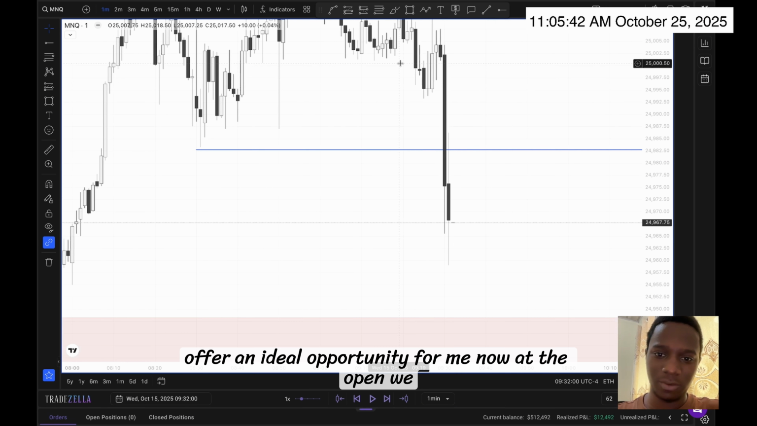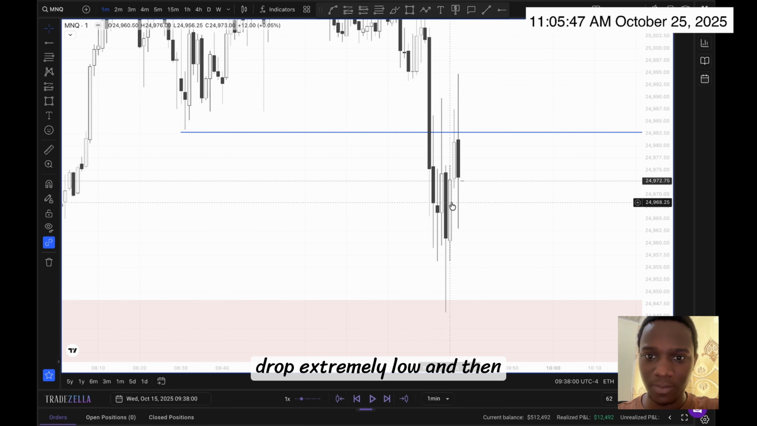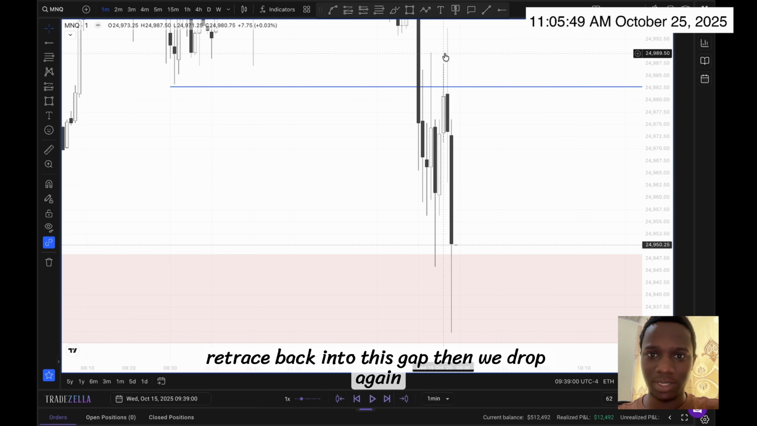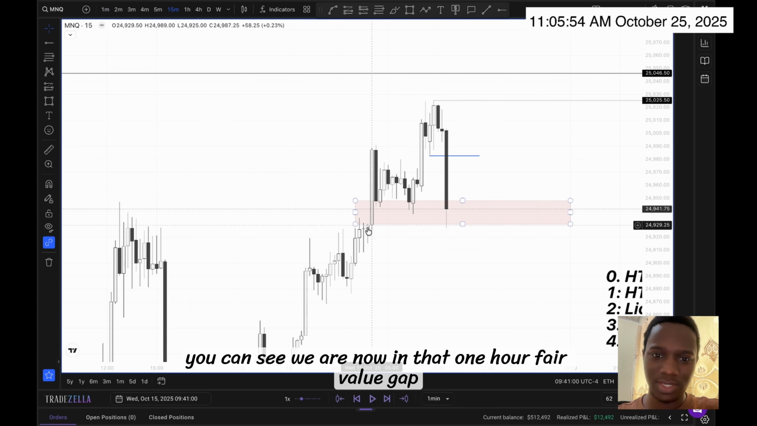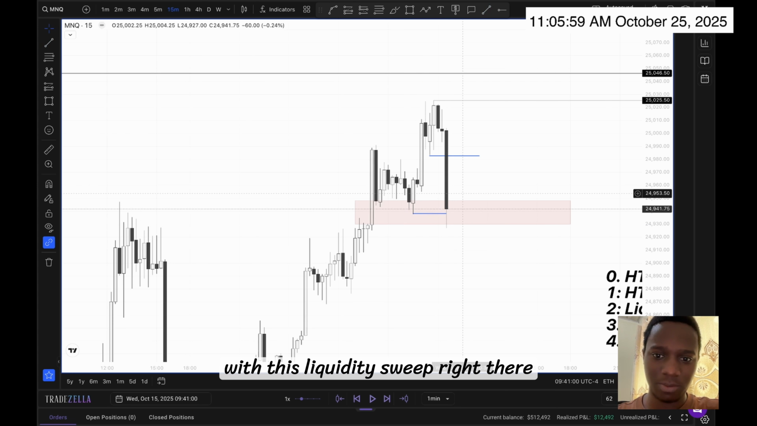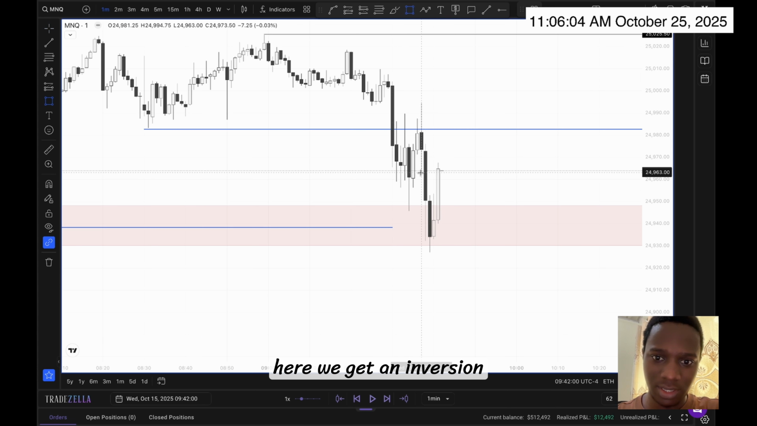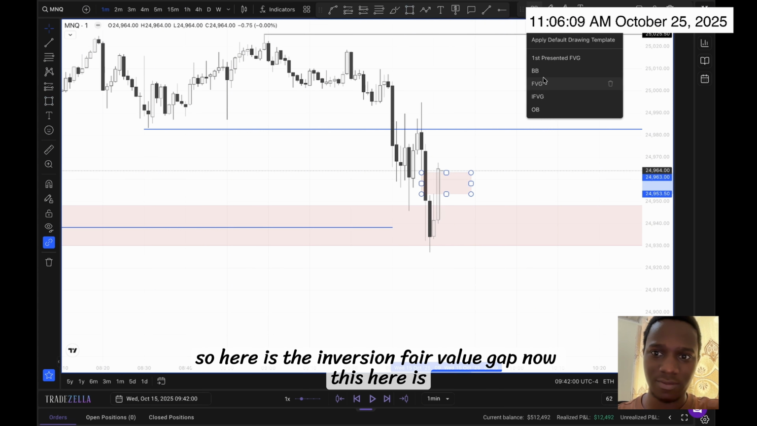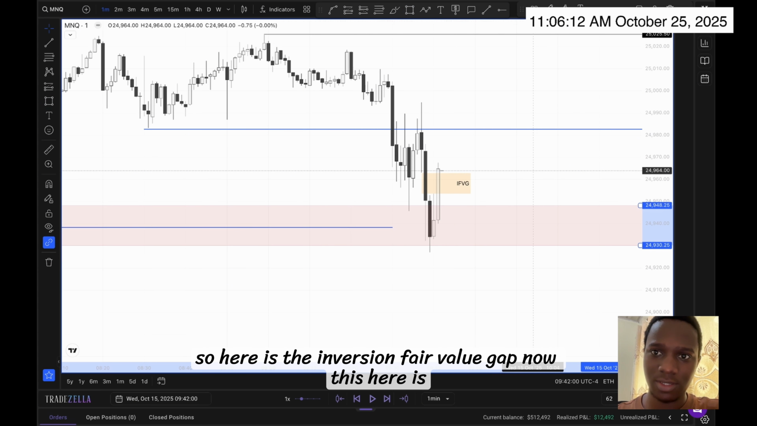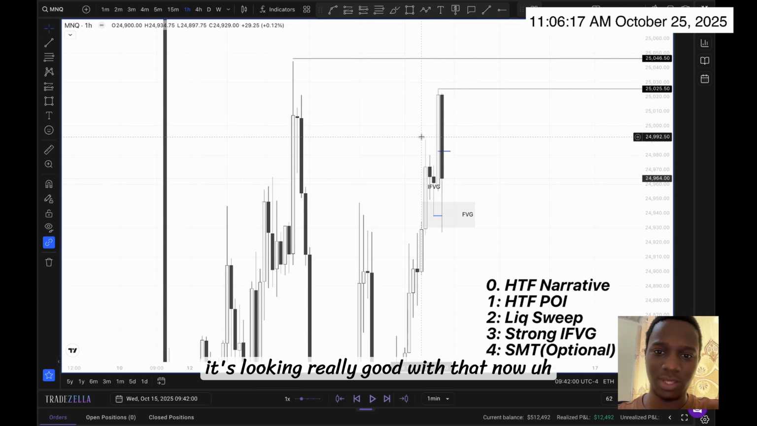Now at the open we drop extremely low, and then retrace back into this gap, then we drop again. Now when we go up on the 15, you can see we are now in that 1 hour fair value gap with this liquidity sweep right there. Now I'd like to wait for an inversion, and here we get an inversion. You can see closure above the fair value gap. So here is the inversion fair value gap. Now this here is the fair value gap in the 1 hour. So when you check the 1 hour, it's looking really good with that.